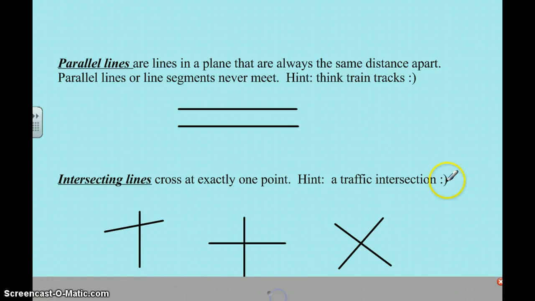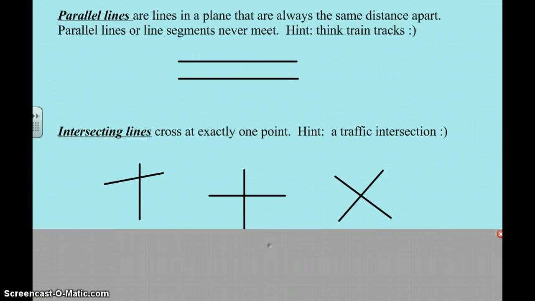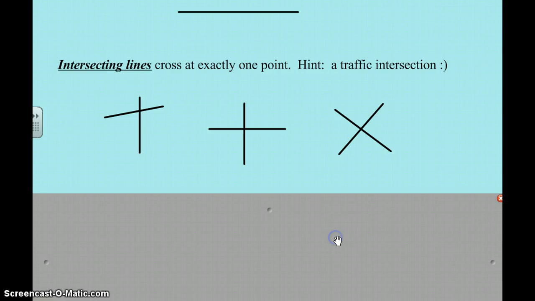Okay, next we have intersecting lines, and intersecting lines cross at exactly one point. And you can think of traffic intersections. Think about driving downtown and you will see lots of traffic intersections where two roads meet or intersect.